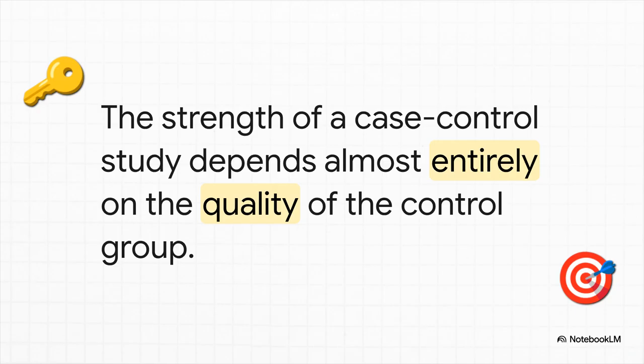Let me put it this way. Your controls have to be almost identical twins to your cases in every possible way. Age, gender, where they live, everything. With one giant exception, they don't have the disease. They need to be a perfect snapshot of the population that the cases came from. If you mess that up, you're going to fall into some serious traps.